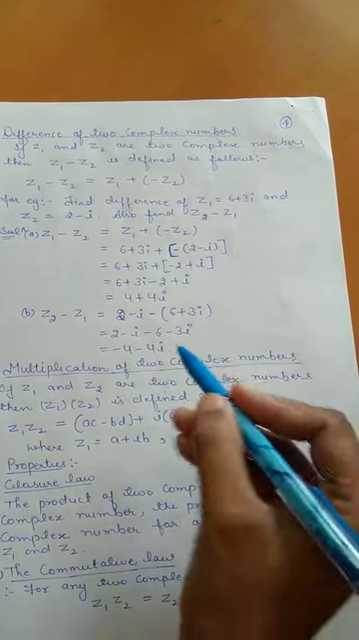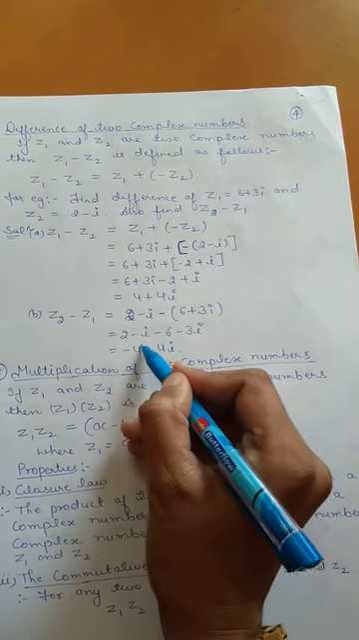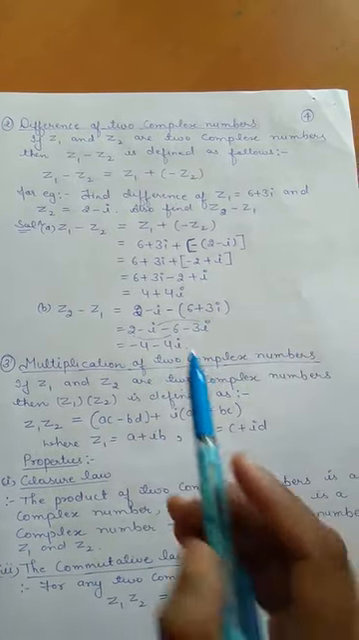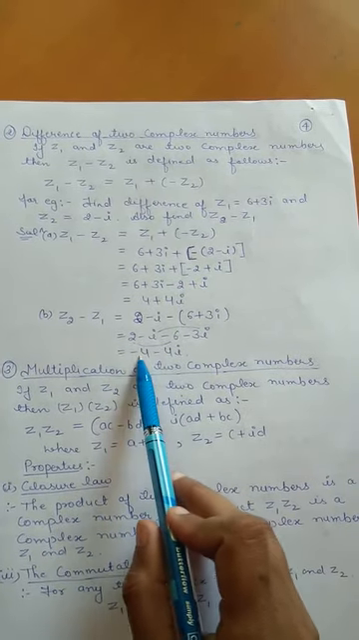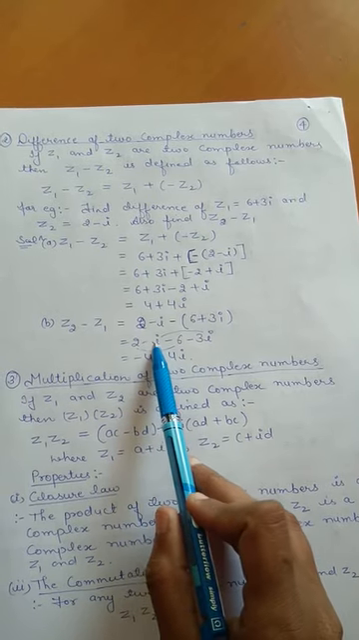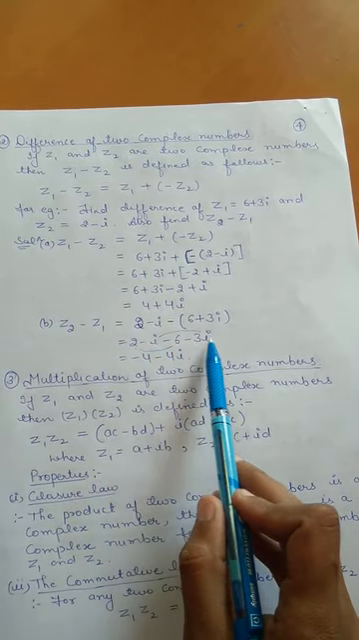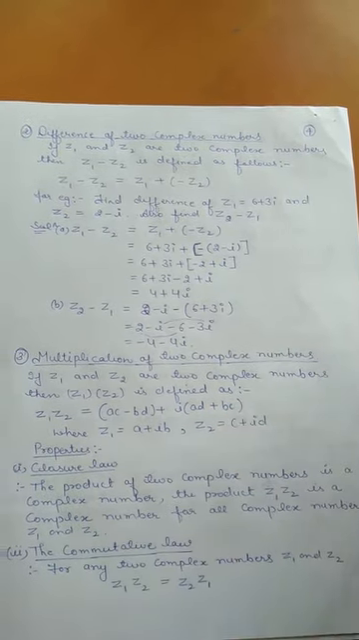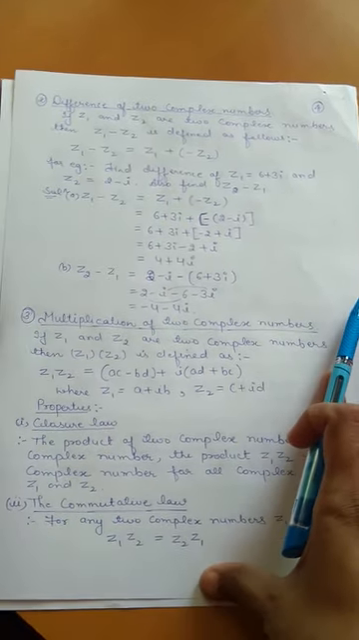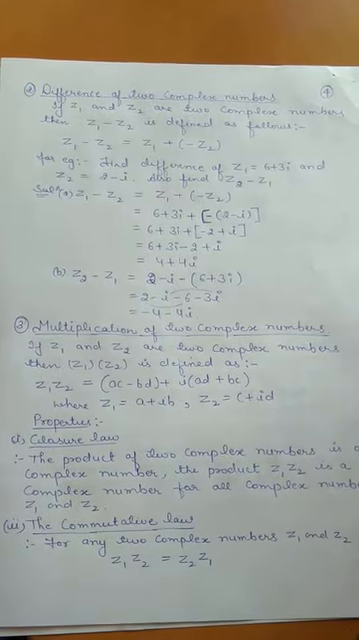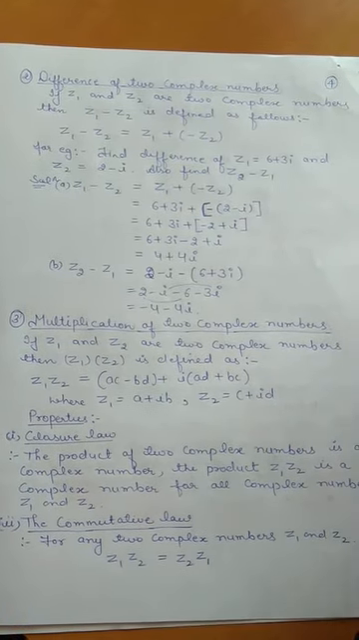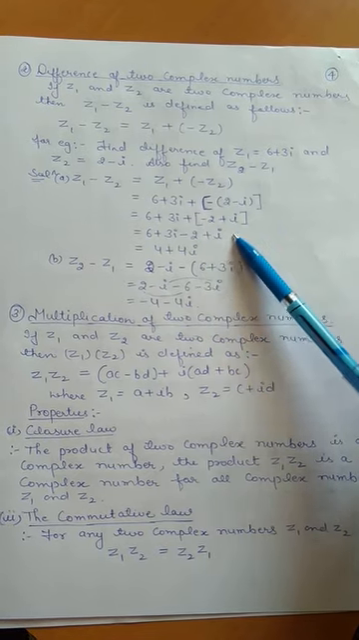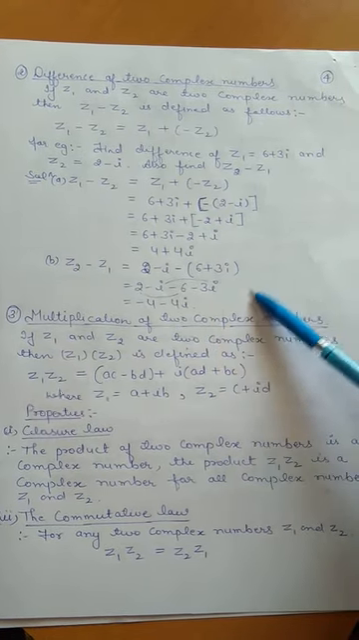Now बच्चे, I have to do addition of integers separately and addition of iota terms separately. So 2 minus 6 will give minus 4, and minus iota and minus 3 iota will give minus 4 iota. So as it is visible in front of you, using this question we have come to the result that this is giving us a different answer and this is giving us a different answer.